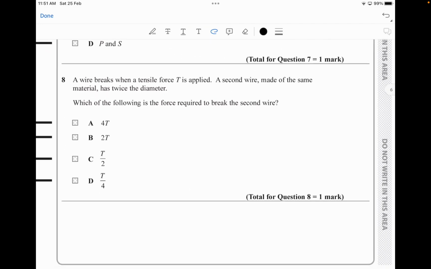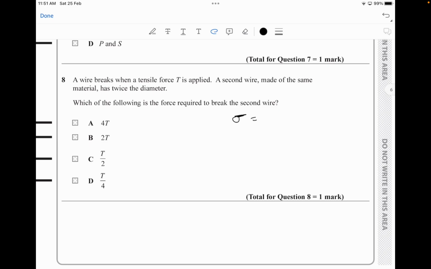Next question. A wire breaks when a tensile force T is applied. The second wire, made of the same material, has twice the diameter. Which of the following is the force required to break the second wire? So I would like you guys to use your formula sheet and write down the tensile force and, let's say, the stress equation. That's very important.